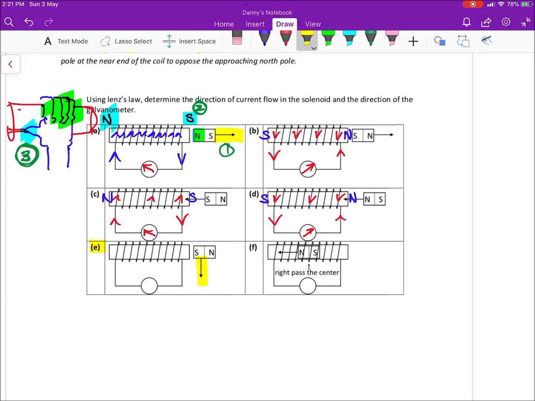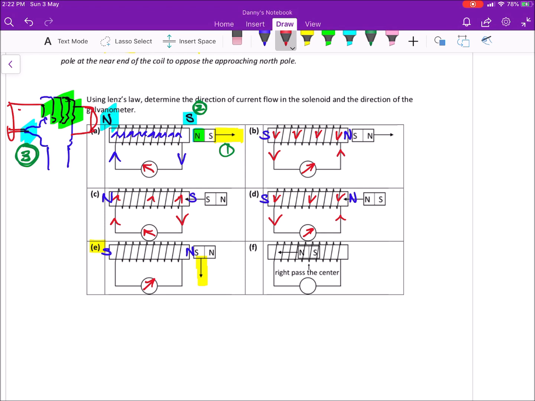So if now I pull away the south pole downwards, away from the solenoid, it is still a decrease of south pole. It is experiencing a decrease of south pole. So as a result, to resist this change, if there's a decrease in south pole, it means that I need to induce a north here so that the south will not get away from me so easily. So because of that, I would have an induced north and an induced south over here. Down here, if you use your right hand grip rule correctly, you should be able to see that the galvanometer will point towards the right.